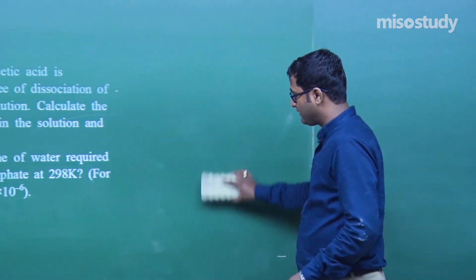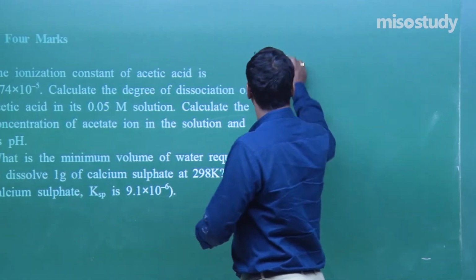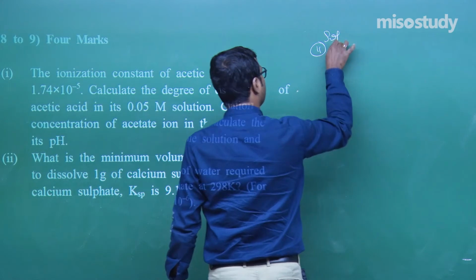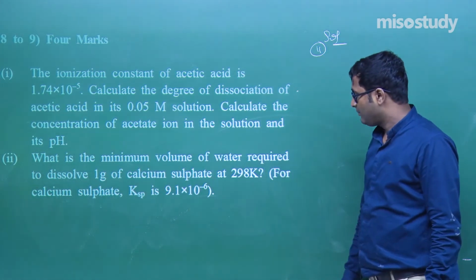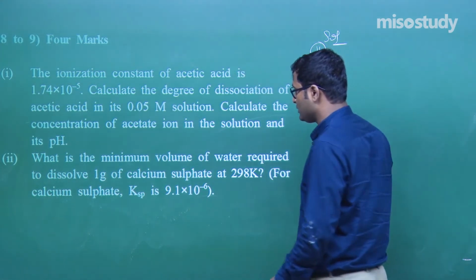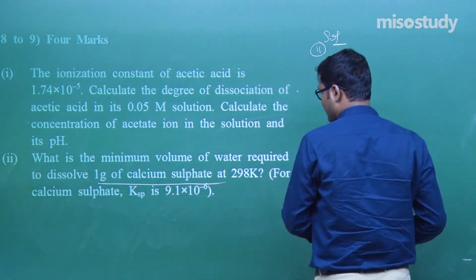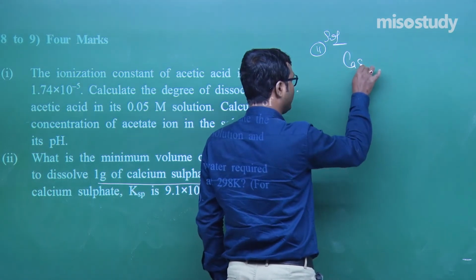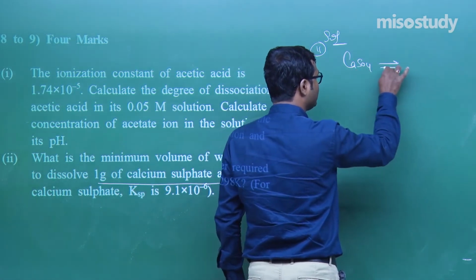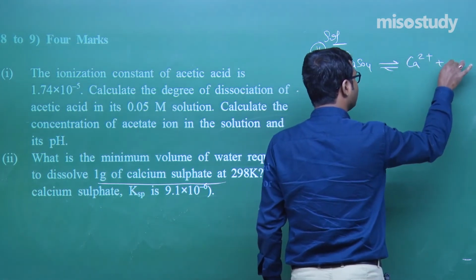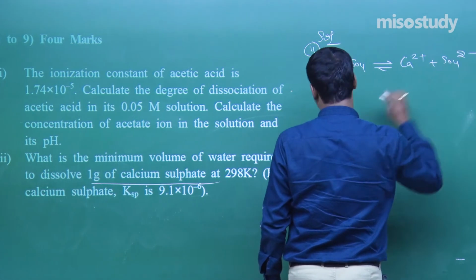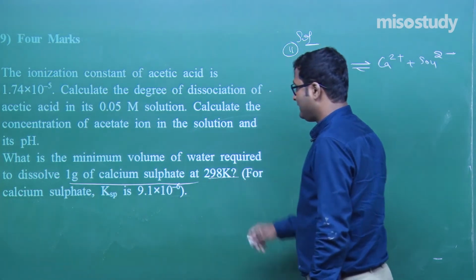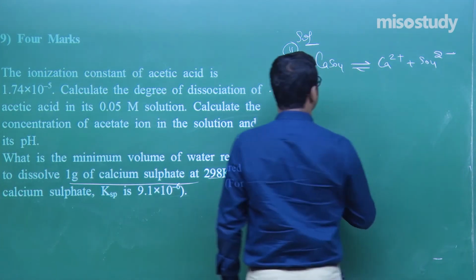The next question we have here, again the numerical part. Wait for a moment. What is given? What is the minimum value of water required to dissolve 1 gram of calcium sulfate? What is calcium sulfate? It definitely dissociates like this, Ca2 plus and SO4 2 minus. At 298 Kelvin, Ksp is given.